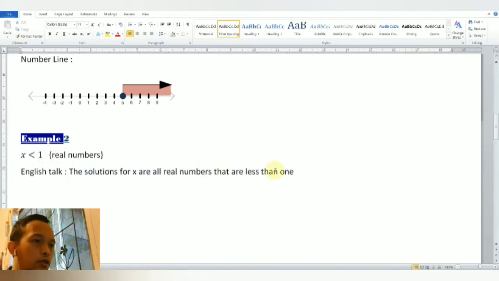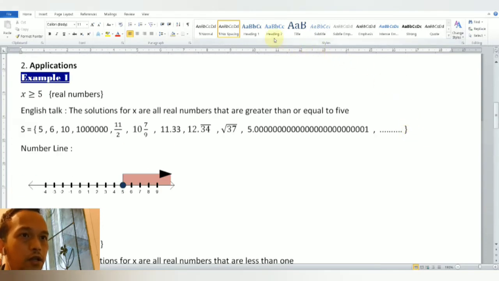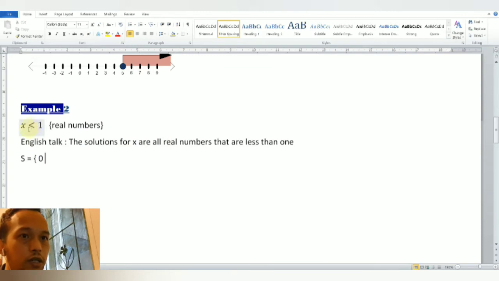So if I put it into a solution set, again we have the same dilemma as the previous one, since we need to put all the possible solutions inside the solution set. So I begin with 0. Yeah, 0 is less than 1. But I cannot include 1 for this part because it's not stated less than or equal to, only less than. So I have to emphasize this. This is a big difference with the first example. There is an equal sign there, that one line below the greater than, but this one is only less than.